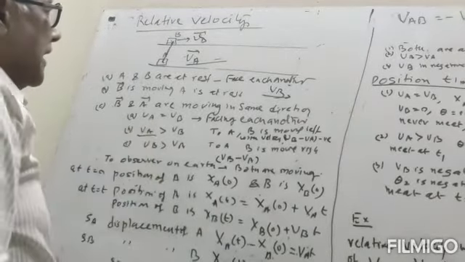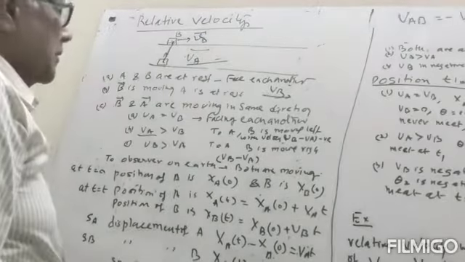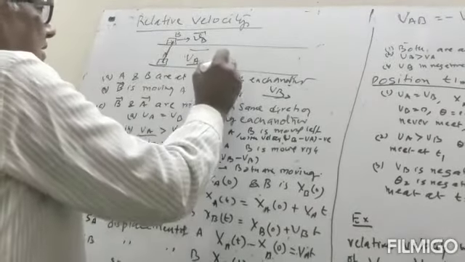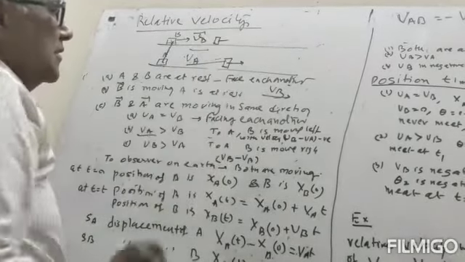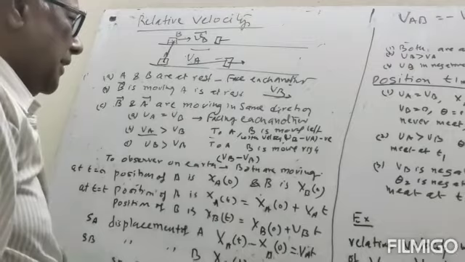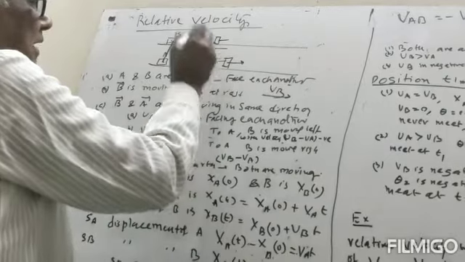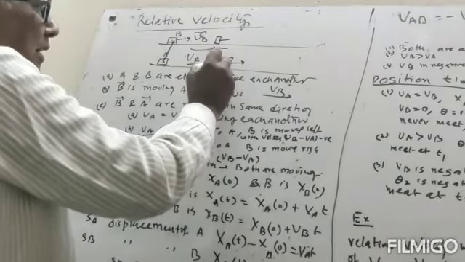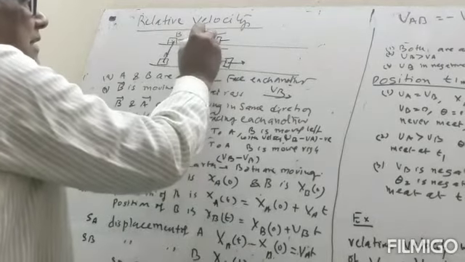Now the next one, VA is greater than VB. So what will happen? A will be here, and B will be here. A will move fast, so the velocity of A is more than the velocity of B. Then to A, B appears to be moving in the opposite direction. Although they are moving in the same direction, this person will feel that he is at rest and the other is moving in this direction.